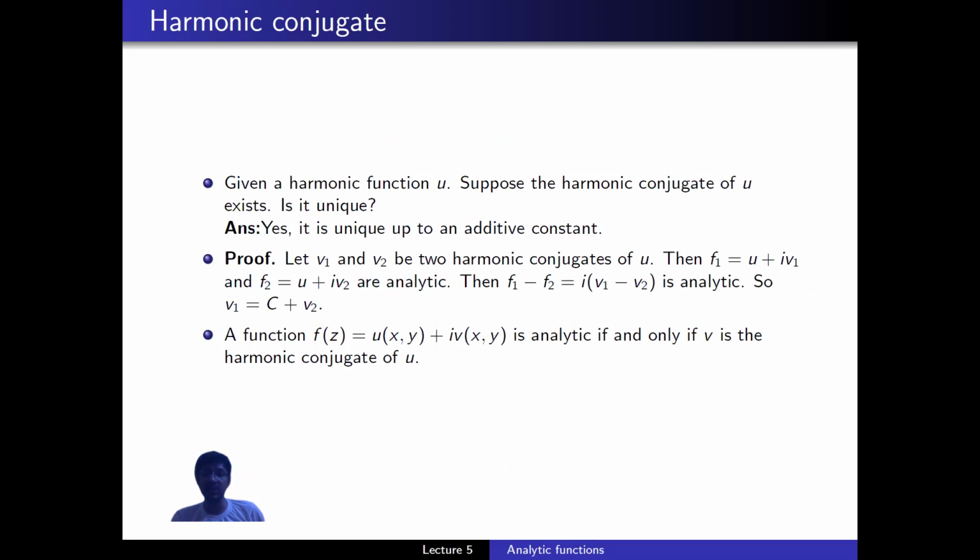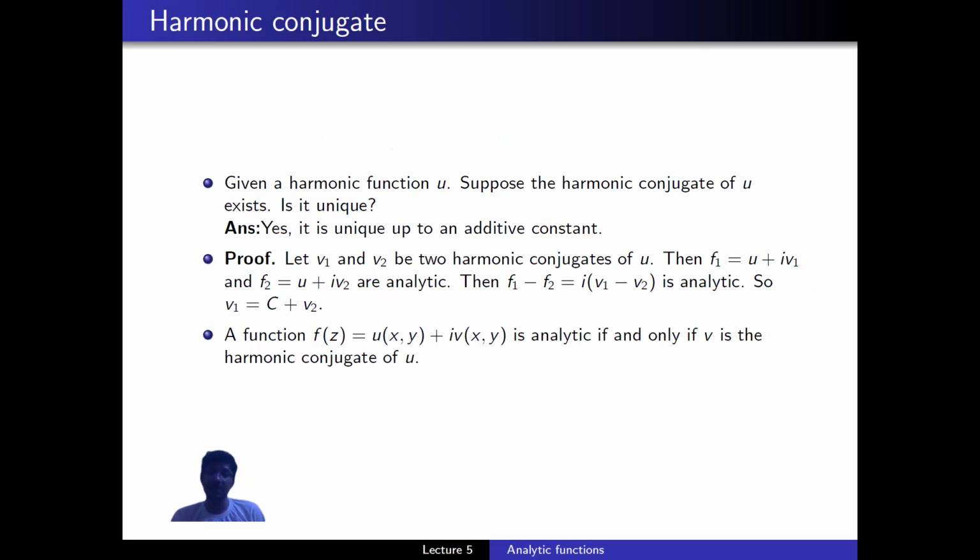Now, given a harmonic function u, suppose the harmonic conjugate of u exists. Is it unique? Yes, it is unique up to an analytic constant. So if a harmonic function is given, its harmonic conjugate is unique up to an analytic constant, which means we can add some constant to that function.